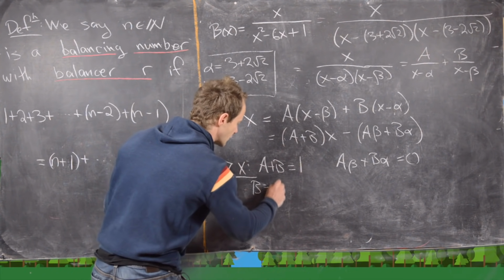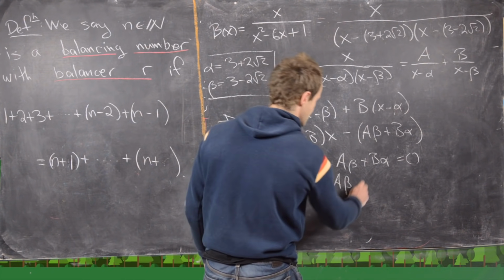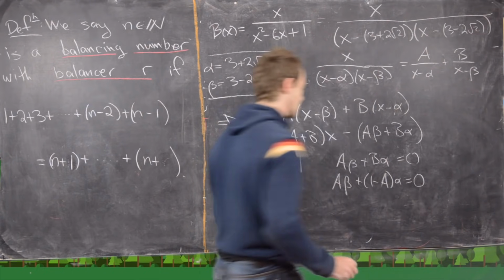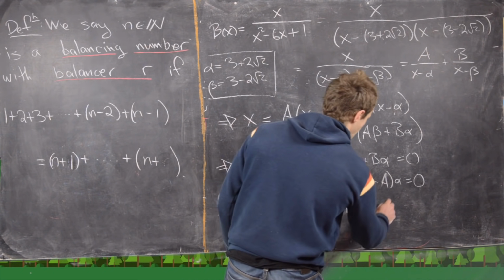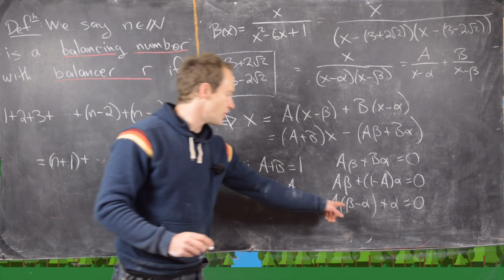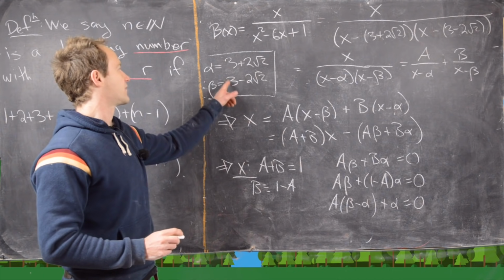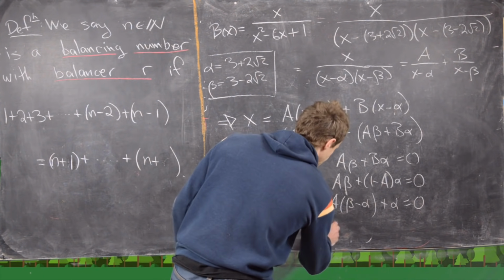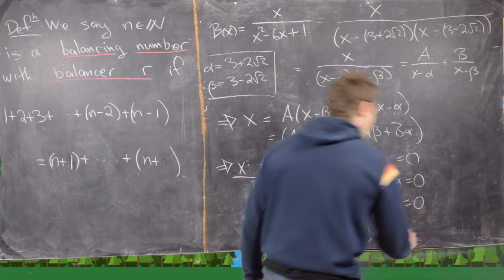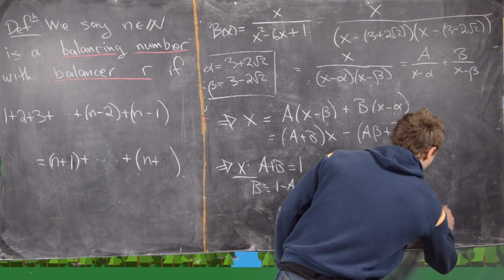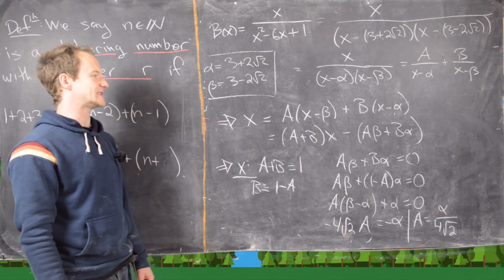So I'm going to go ahead and write this as b equals 1 minus a, and now we can put that into this equation. And so notice that's going to give us a times beta plus 1 minus a times alpha equals 0, which is going to give us a times beta minus alpha plus alpha equals 0. But now notice that beta minus alpha is a nice number. So beta minus alpha is going to give us 3 minus 3, and we'll have negative 4 root 2. So this is negative 4 root 2 times a equals negative alpha, which tells us that a equals alpha over 4 times the square root of 2. Okay, so now we know what a is. I'm going to clean up the board and we can use that to calculate b.